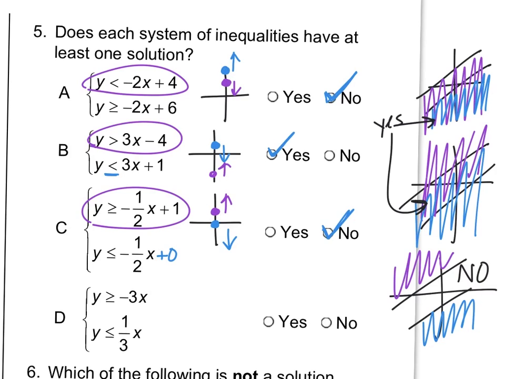The last one, notice that these are not going to be parallel. So I mean, we can graph those and see what they look like, but it doesn't even matter. If they're not parallel, then something is going to have to overlap. So this one is going to be a yes, and I know that even without having to graph it.